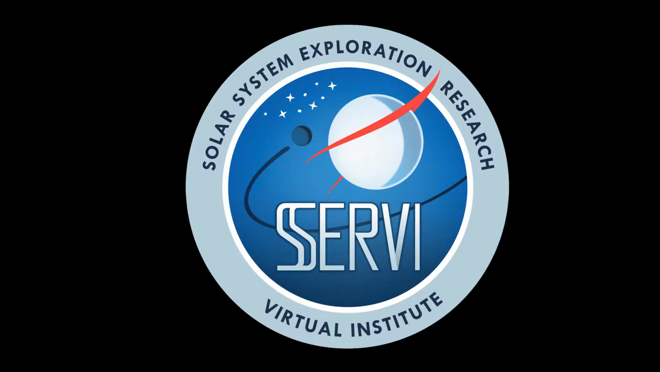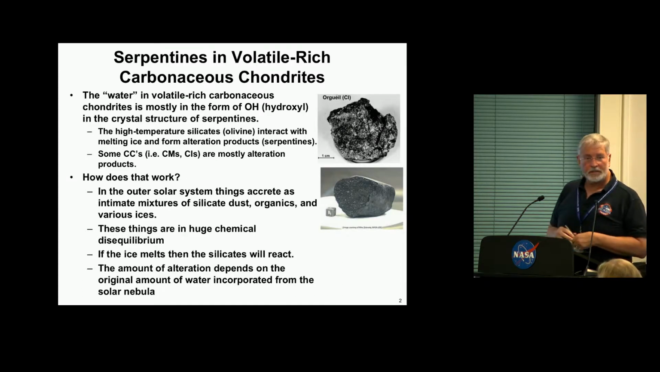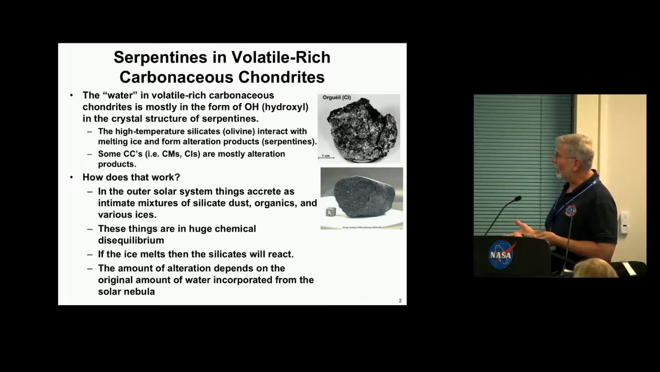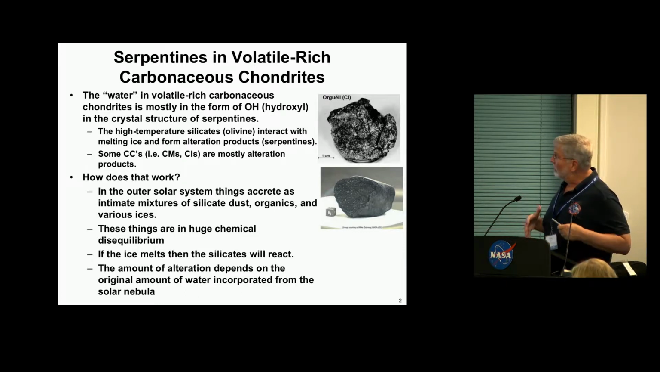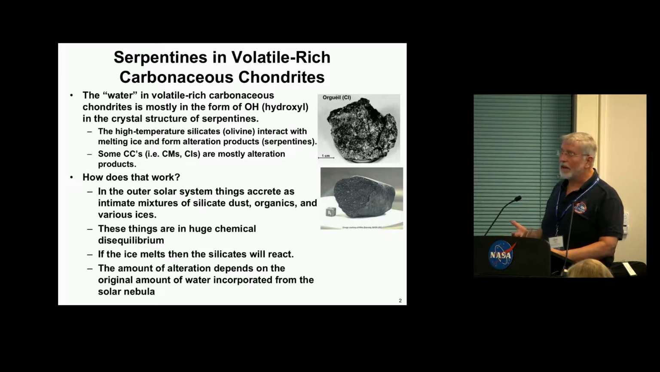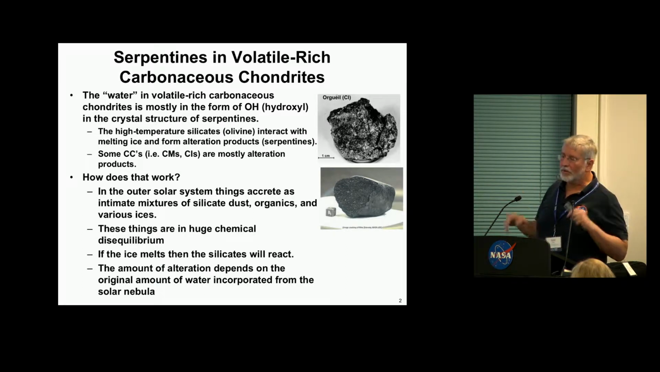So I'm going to talk about the dehydration of serpentine. Why am I interested in serpentine? It's all over these critical carbonaceous chondrites, particularly Bennu and Ryugu. And basically, when you talk about water-rich, volatile-rich asteroids, the water is in the form of OH, water in quotes, in the crystal structure of the serpentines.